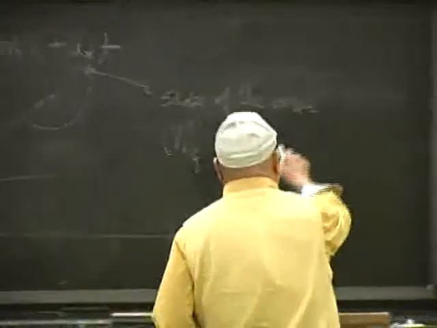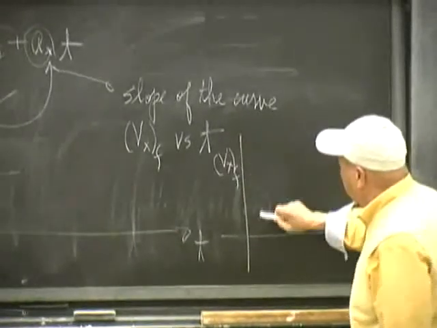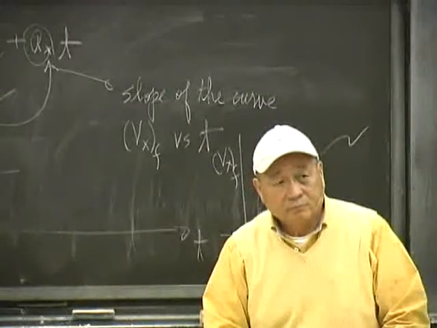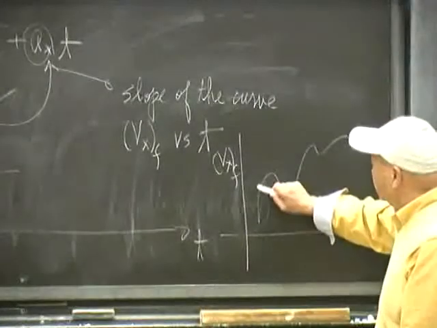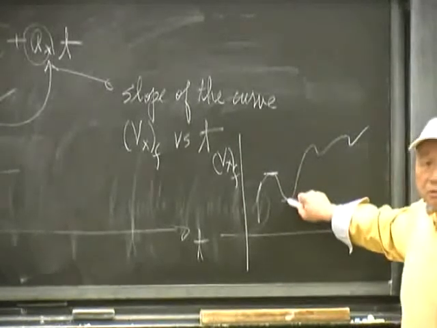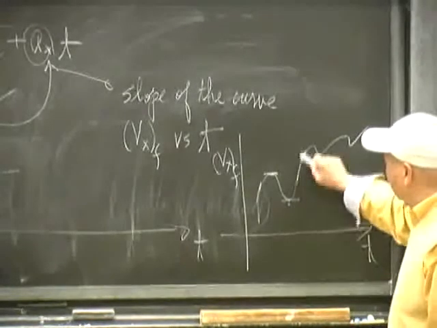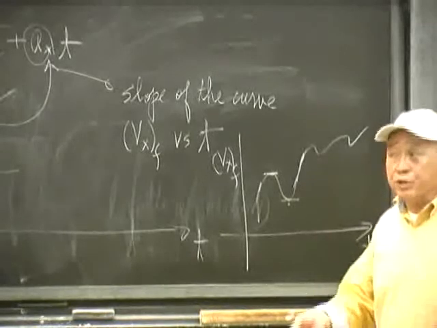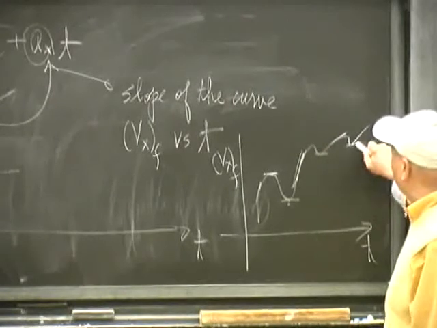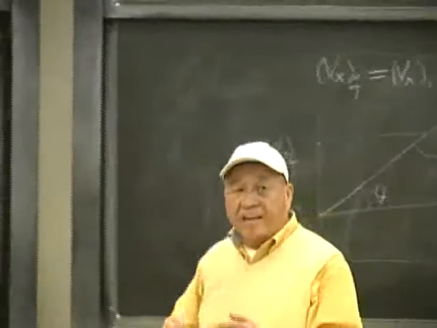So suppose you have a v sub x f curve like this. Somebody asks you, what is the acceleration? The acceleration is the slope. So what is the slope here? The slope is 0, so the acceleration at this point is 0. What is the acceleration in here? It has a very fast acceleration. So this curve is fast. By looking at the graph, you know what the acceleration is, slow or fast.